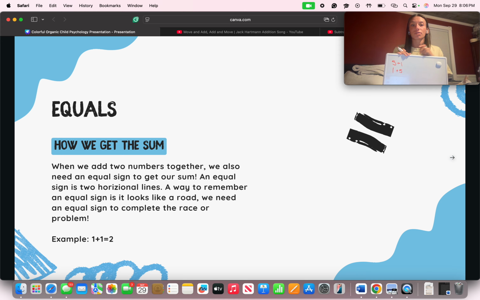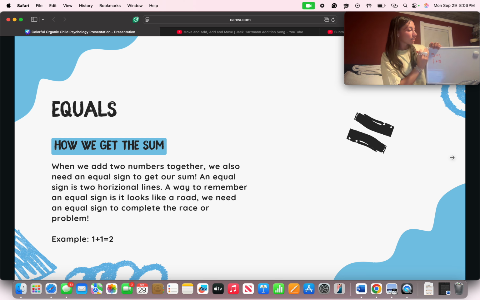Equal signs. How we get the sum. When we add two numbers together, we also need an equal sign to get our sum. An equal sign is two horizontal lines. A way to remember an equal sign is it looks like a road, and we need an equal sign to complete the race, or in this case, the number problem. So, in our number sentences here, we have 5 plus 1, and we need an equal sign, or 1 plus 5. We also need an equal sign to find our sum.